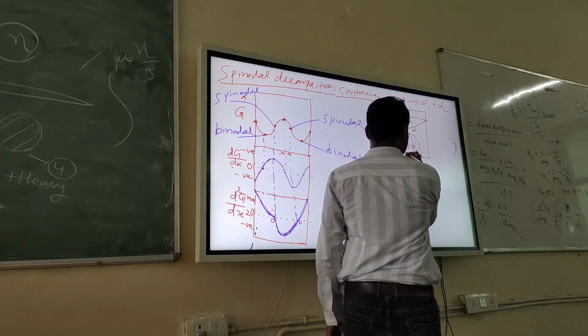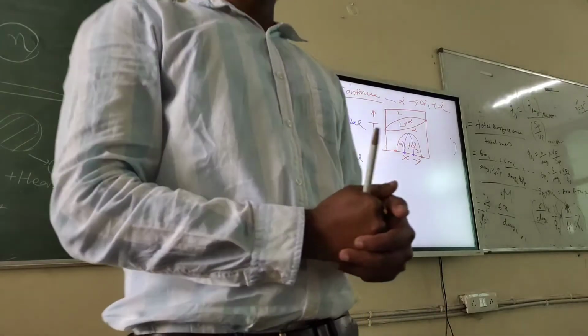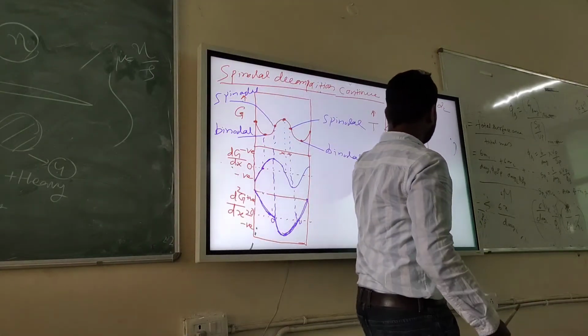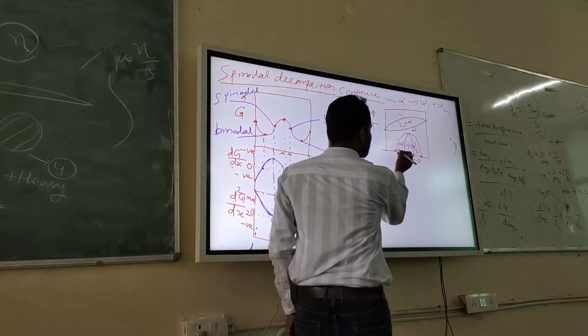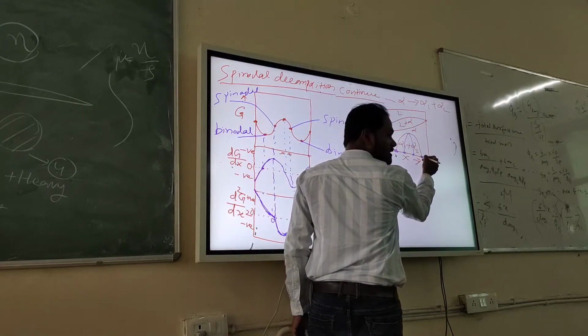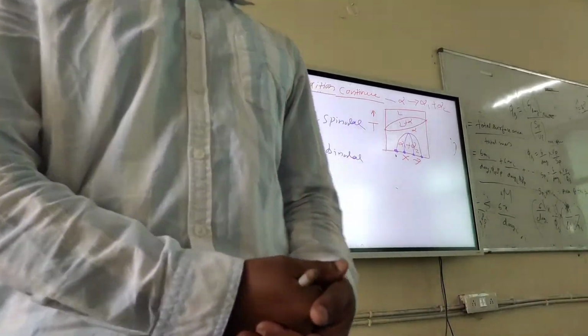So tell me, what are these points? Which one is binodal, which one is spinodal? If you are taking a temperature of room temperature, which point is spinodal, which point is binodal? It is clearly seen. This point is binodal, this point is binodal, and this point is spinodal, this point is spinodal. Very good. You can write it if you want.